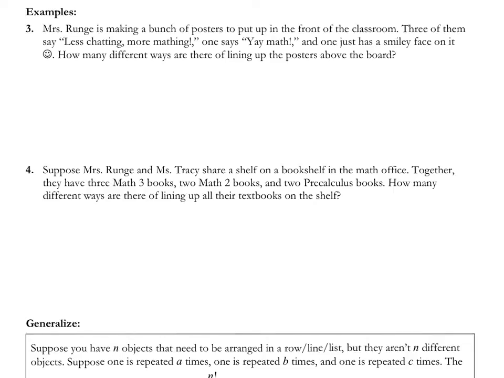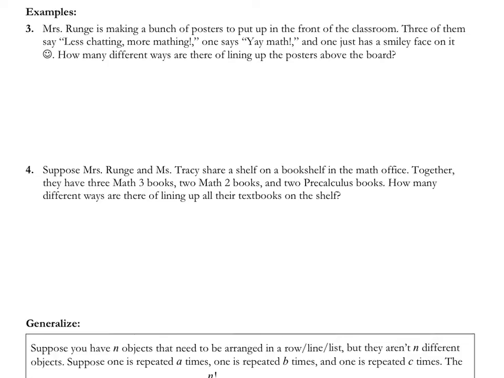So number 3 says, Mrs. Runge is making a bunch of posters to put up in front of the classroom. 3 of them say, less chatting, more mathing. 1 says, yay math, and 1 just has a smiley face on it. How many different ways are there of lining up the posters above the board?